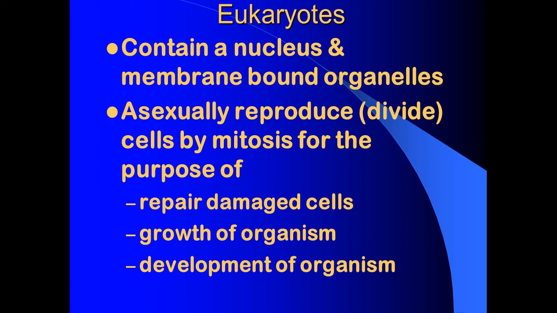Eukaryotes also go through mitosis for the purpose of growth. You weren't as big as you were when you were an infant. When you were an infant, you were a certain size, and your cells divided and divided until you grew. And lastly, for the development of the organism, your cells did not perform as specific of jobs as they do now. When your cells divide, they start to specialize, and that helps with development.